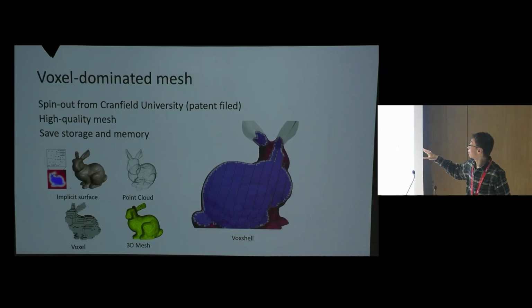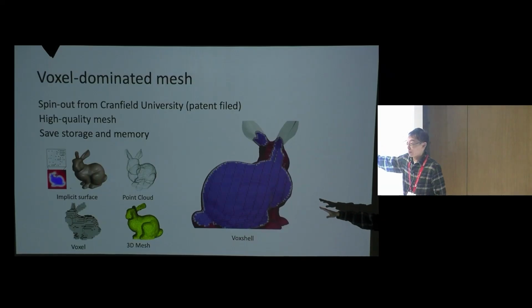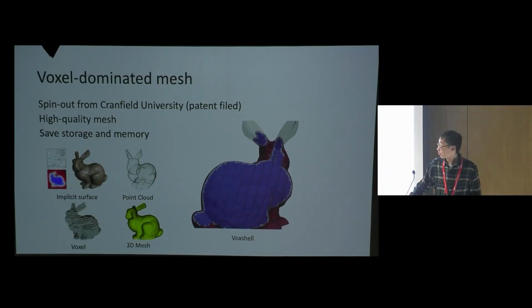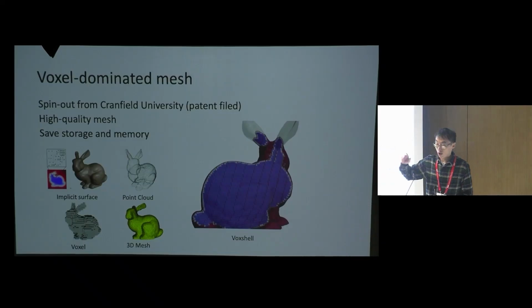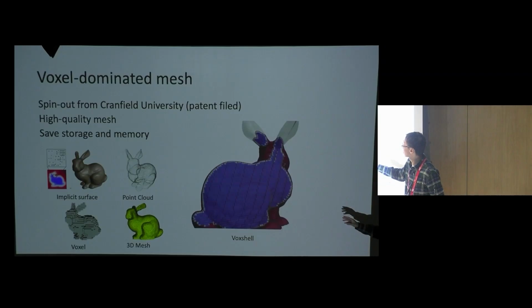This example shows the Stanford bunny, normally used in computer graphics. There are several parts. You can see that after we do the meshing, this is what we call the shell format. Inside is all voxel-based. Outside is very good quality mixed unstructured mesh, including tetrahedra, prisms, and pyramids. It makes up these types of meshes.